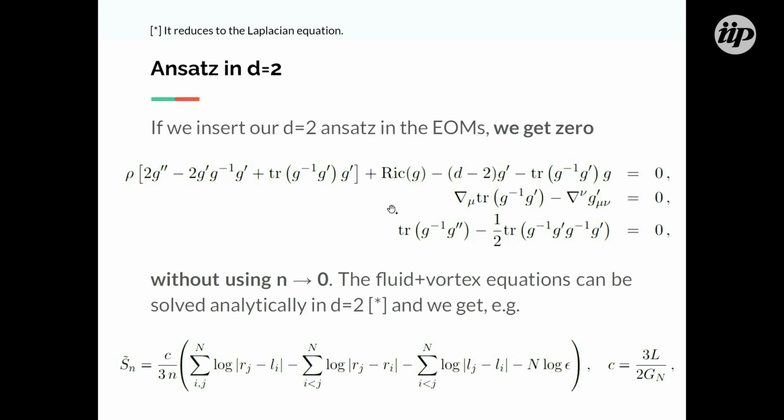You grab our ansatz, you evaluate it for d equal 2, and you put it in your equations of motion. Surprisingly, you would expect it not to be a solution, but it actually is. Of course, the beta and mu must obey the fluid equations of motion in 2 dimensions, but in 2 dimensions, these very complicated fluid equations of motion turn into a Laplacian. But the Laplacian you can solve.